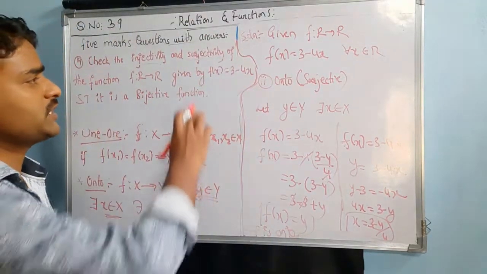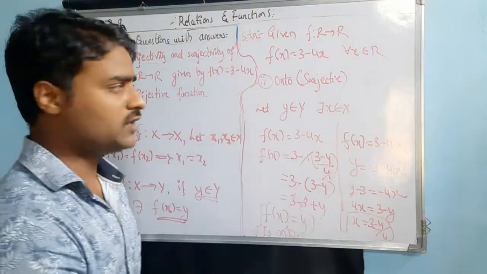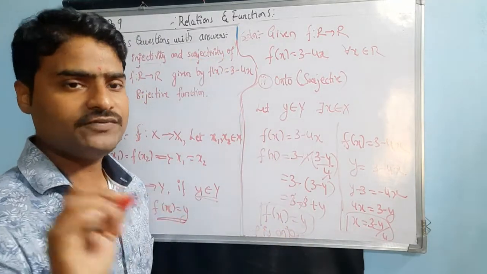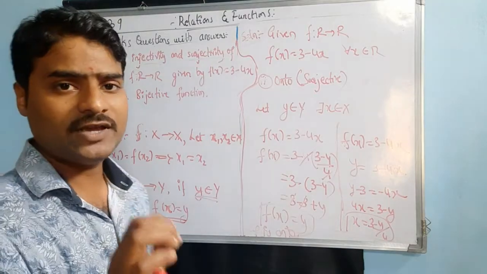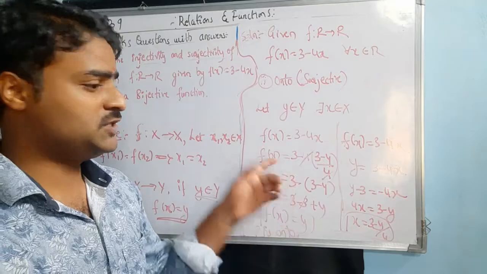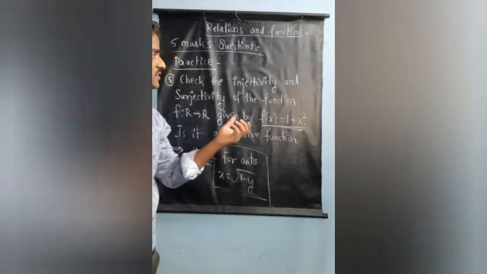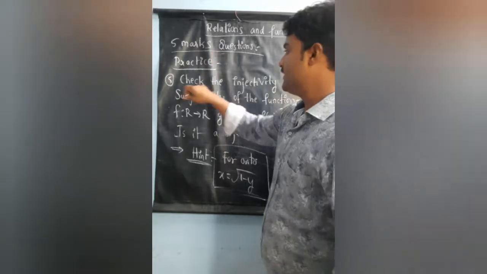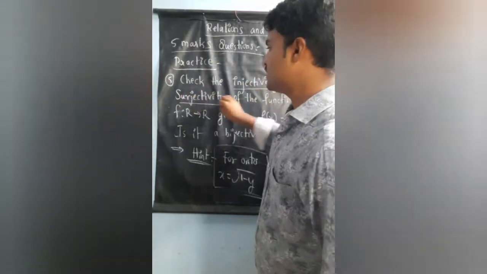So we have checked x is injective, f is surjective. What can we say? f is a bijective function from these two. Therefore f is a bijective function. So this is the solution. Your practice, sir, okay. Just for our practice, check the injectivity and surjectivity.